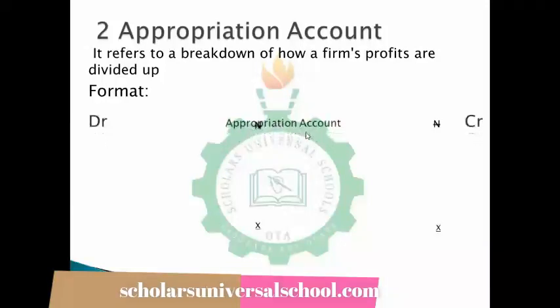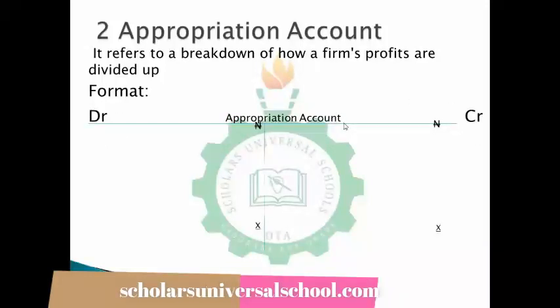So the first thing, don't forget the title of the account. You draw your T account, then don't forget that your net profit will be showing on the debit side of your profit or loss account. Then you have to take it to the credit side of the appropriation account.